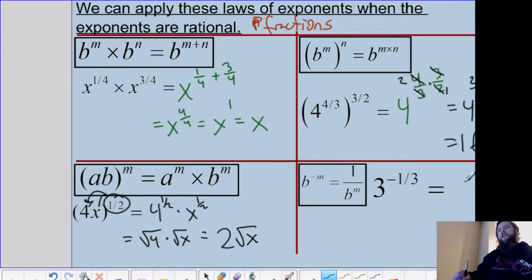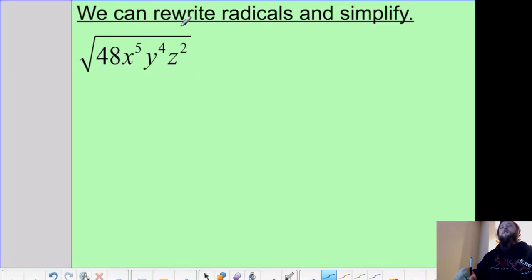So 3 to the negative 1/3 power becomes 1 over 3 to the positive 1/3 power. If I want to write that as a radical, I can write that as 1 over the cube root of 3. And sometimes I can write it like that. Let's move on.